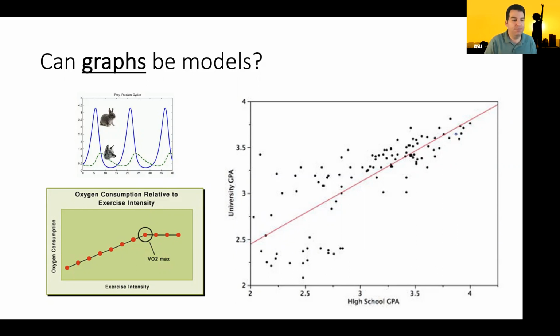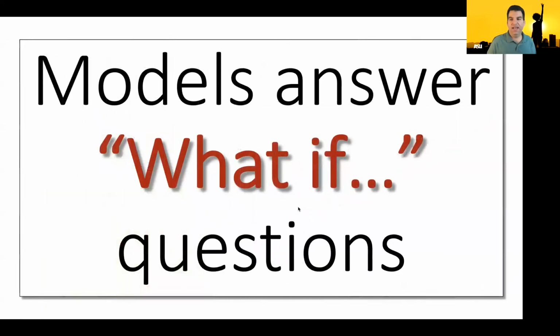We don't know that it actually works that way, but by drawing this graph, I've communicated to you how I think animal physiology works. So that's my model. What if an animal were driven to intense exercise intensity? And the claim is that, well, up to a certain point, their oxygen consumption would increase, and then they'd hit a point, and that special corner we would call VO2 max. And after that corner, their oxygen consumption wouldn't increase anymore. So the graph has communicated the model to me. So graphs can be models too. So I'm hoping it's sort of clear what I mean by models answer what if questions.